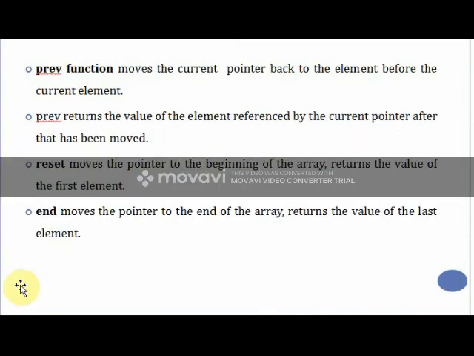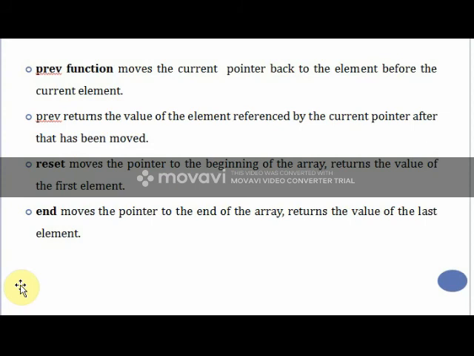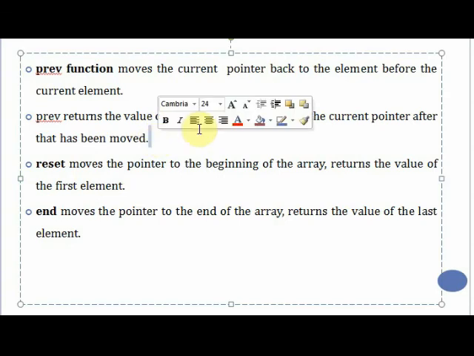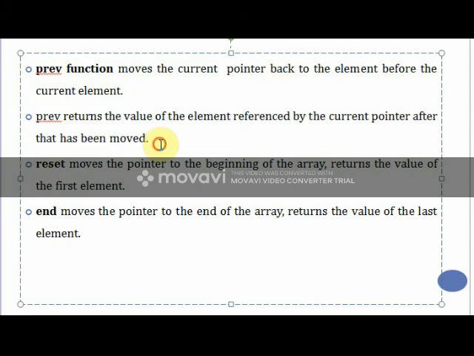Okay. Next you have the previous function. This previous function can move the current pointer backwards and return the value of the element referenced by the current pointer after the pointer has been moved. So what does the previous function do? It moves the current pointer backwards, and whatever element is currently referenced, it gives that value after the pointer has been moved. That is about your previous.